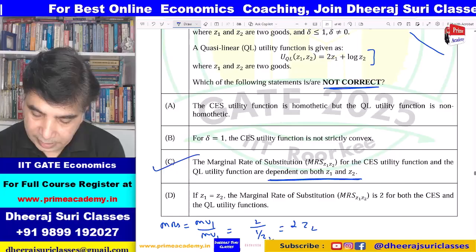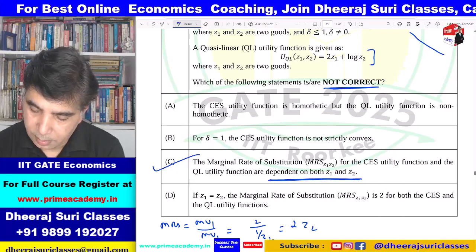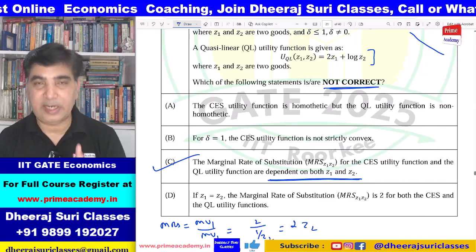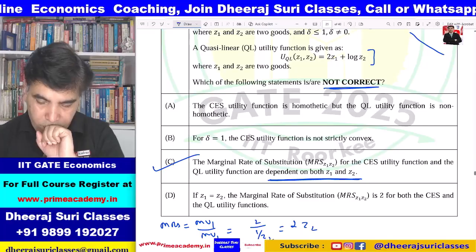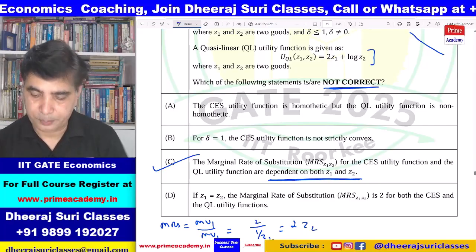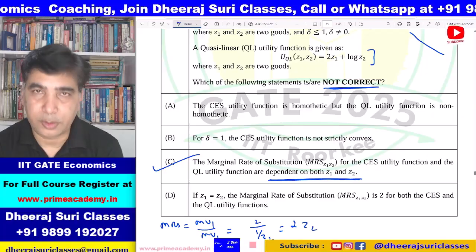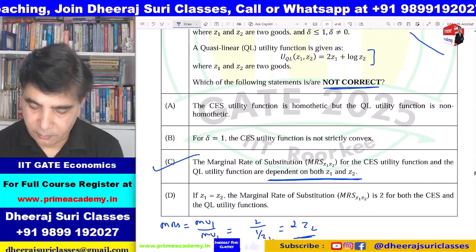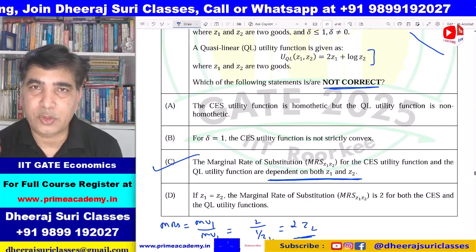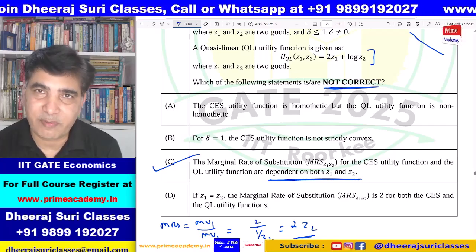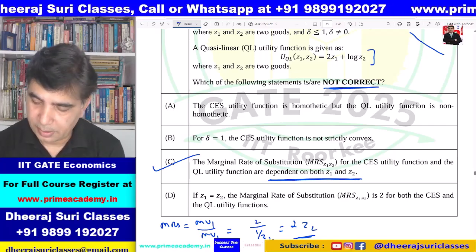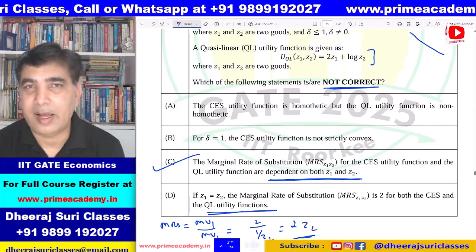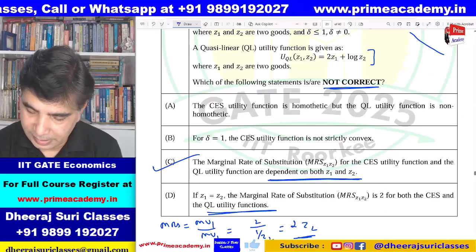Now, if z1 is equal to z2, MRS is 2 for both CES and QL. Well, if z1 is equal to z2, MRS is not 2. For QL, MRS is 2z1 or 2z2. MRS is 2z2. It is not 2. Okay. So when z1 is equal to z2, MRS is either 2z1 or 2z2, but it is 2 times a variable. It is not 2 as a constant number. So again, this statement is incorrect. For QL, it is incorrect. You can find for CES as well.